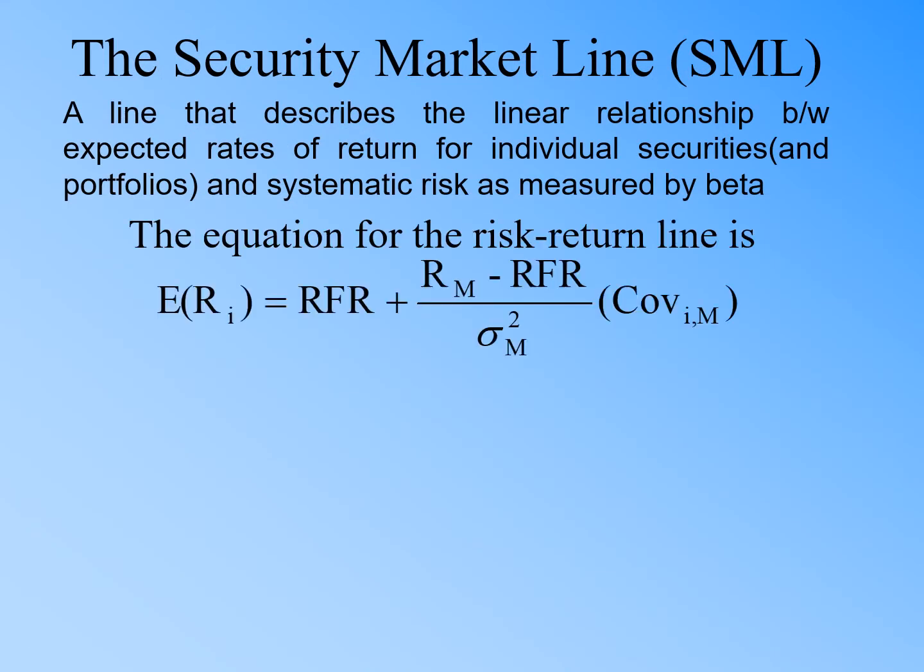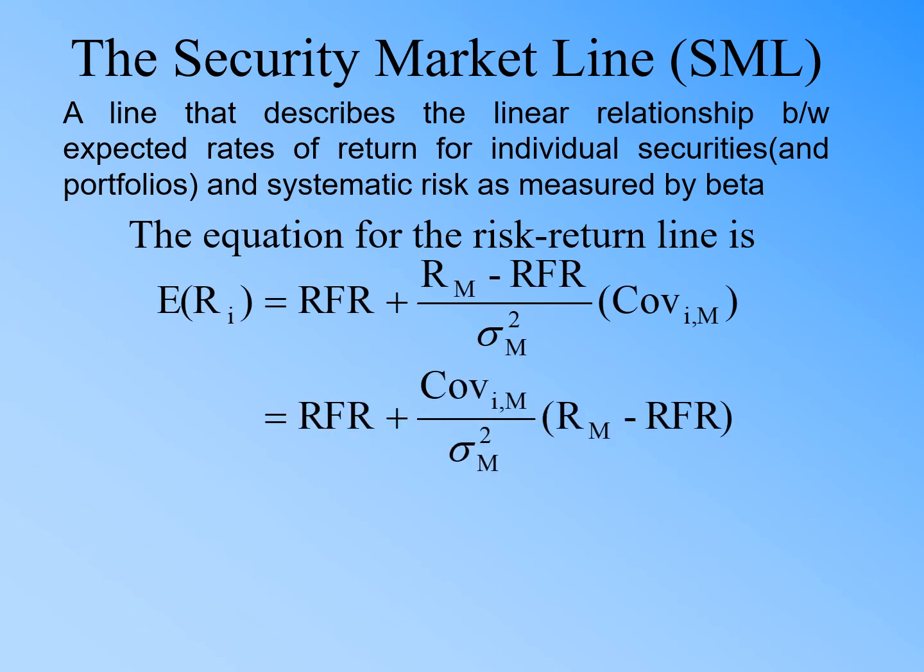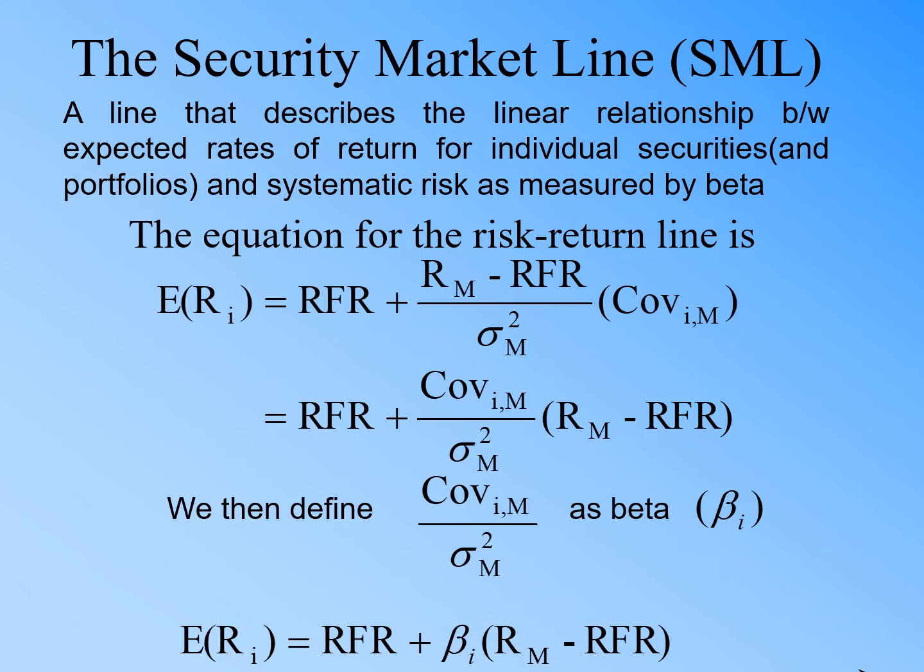The security market line is a line that describes the linear relationship between expected rates of return for individual securities and systematic risk as measured by beta. Now we understand that in a completely diversified portfolio, there is no unsystematic risk. So the only risk that exists in the completely diversified portfolio is this systematic risk.